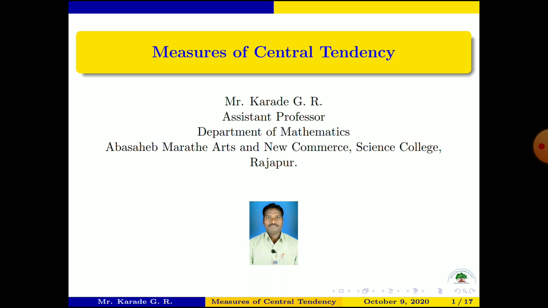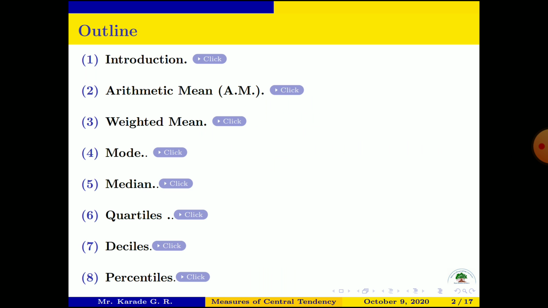In this lecture, we learn about measures of central tendency and we will discuss the point mode. In the previous lectures, we studied the arithmetic mean. After that, we studied the weighted arithmetic mean. Now, in this lecture, we will discuss the fourth point, mode. First of all, we define what is meant by mode, and then we try to solve some problems on mode.